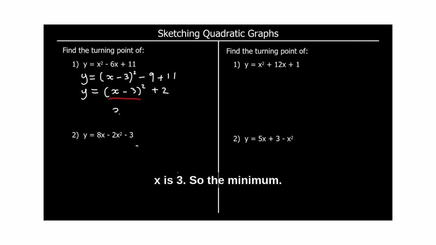So the minimum is when x is 3. And when x is 3, this is 0. So we've just got a 2. So the minimum point is at 3, 2.